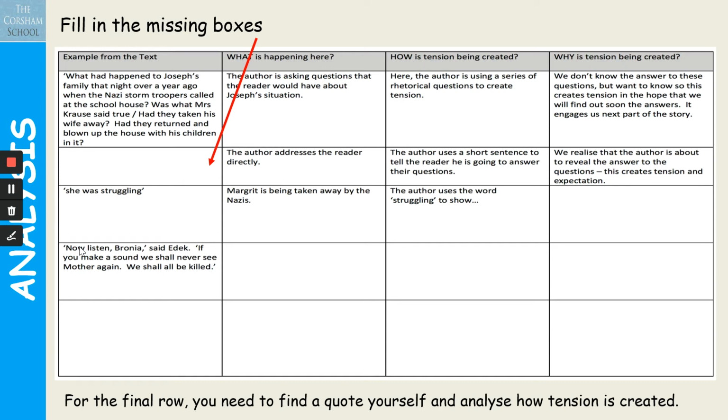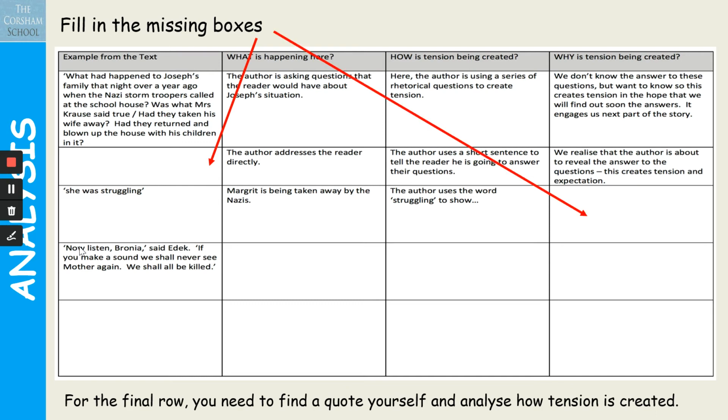The author uses a short sentence to tell the reader he's going to answer their question. So that's another hint. The evidence we're looking for is a short sentence that addresses the reader directly. And then the final box tells us that the author is delaying the answer to the questions, creating tension and expectation. See if you can find that piece of text.